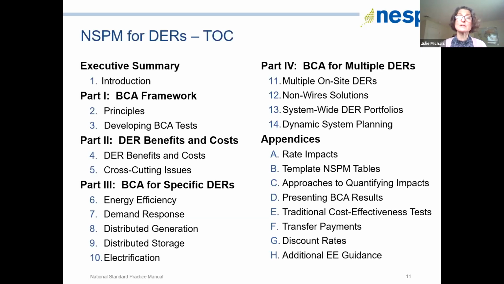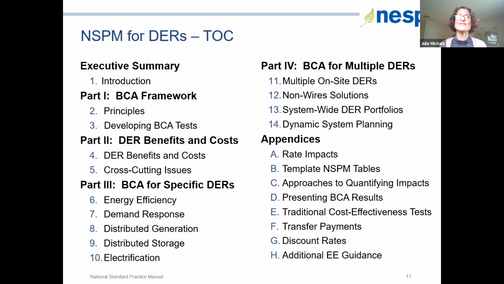Part 3 then spends time on each of the DERs to provide specific guidance on key considerations around BCA for these DERs, and things like what types of factors might affect impacts, things like use cases and so forth. And we'll touch on that a bit today.